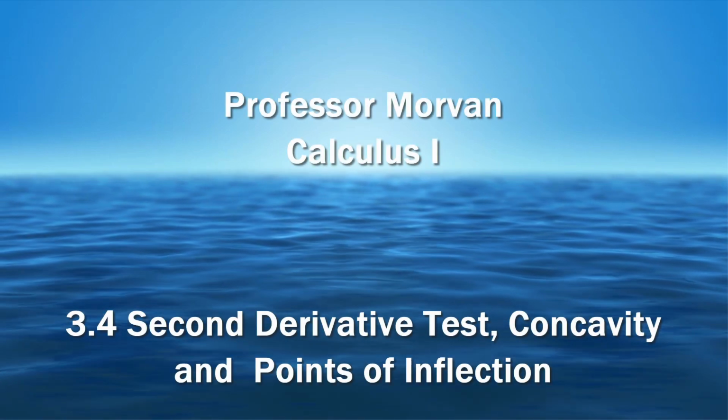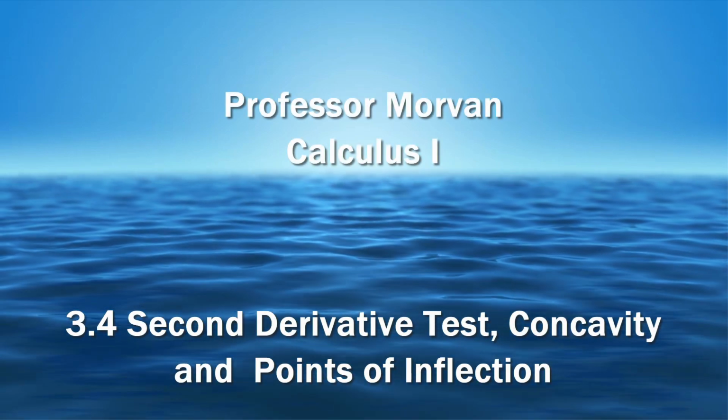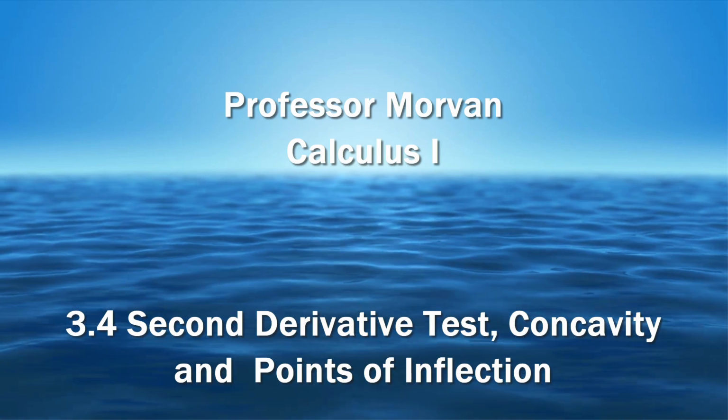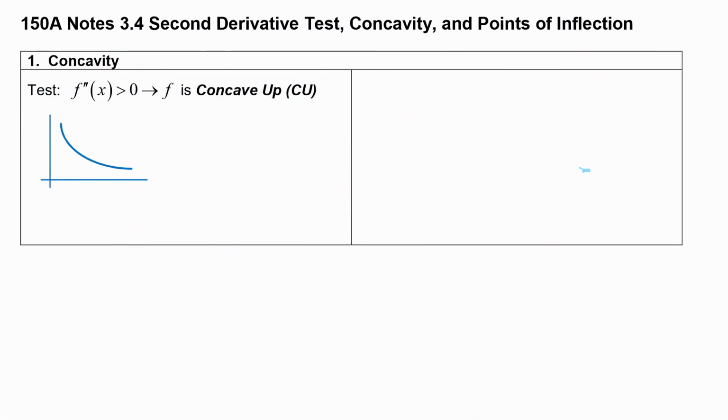In this lesson, you will learn about the second derivative test, concavity, and points of inflection. First up, we study concavity. The test that you will do is you will look at f double prime of x, and if it's greater than 0, then that means f is concave up, which we will abbreviate CU.